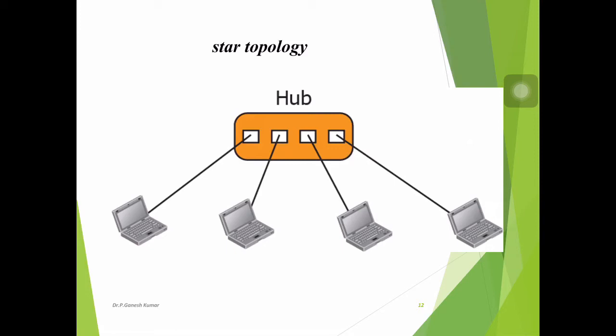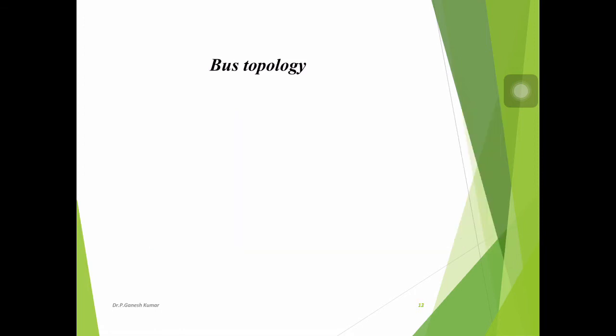But here one big disadvantage is the single point of failure. If the hub fails, the entire network will get affected. But from another point of view, you can simply plug and play with your devices, and if any one device is offline, it won't affect the other communications in the network. These are all the advantages also.